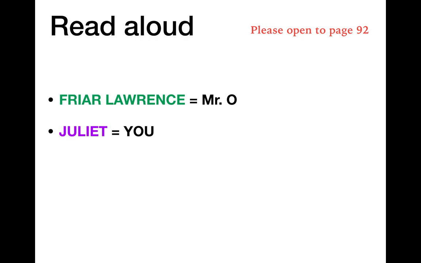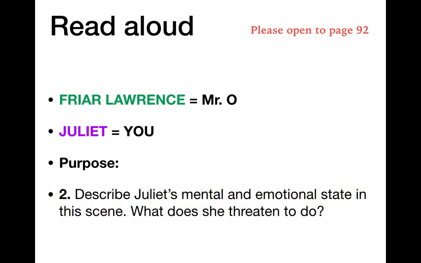Okay, so think about how you might deliver these lines. You're coming to Friar Lawrence. How are you feeling? How would you deliver these lines? Your goal is to try to describe Juliet's mental and emotional state. This is the second question on the handout, okay? It might help if you think about what does Juliet actually threaten to do. Okay, what does she threaten? All right, so read this emotionally, and we're going to try to answer question number 2.